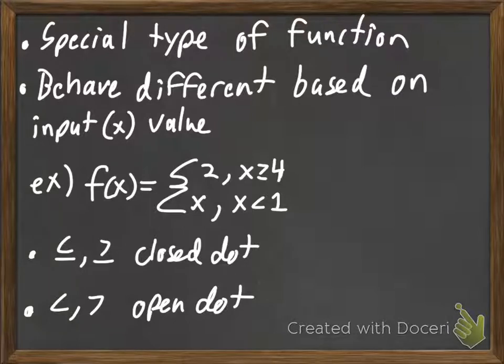We have f of x equals 2 if x is greater than or equal to 4, and equals x if x is less than 1. That looks a little weird, and it's going to look a little weird until we start graphing. And just a note, if it's a greater than or equal to or less than or equal to, it's a closed dot. If it's strictly less than or strictly greater than, it's an open dot. Again, this may be a little weird for now, but it'll make more sense when we graph. I'm going to graph 2 examples with you and then give you 2 examples to do on your own. So let's jump right into it.